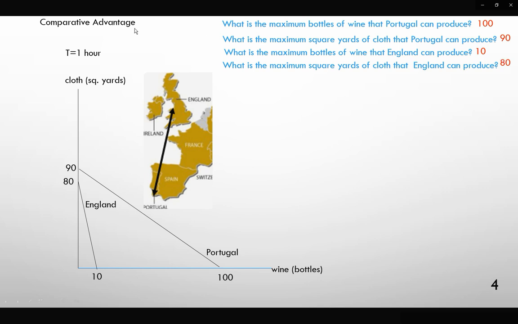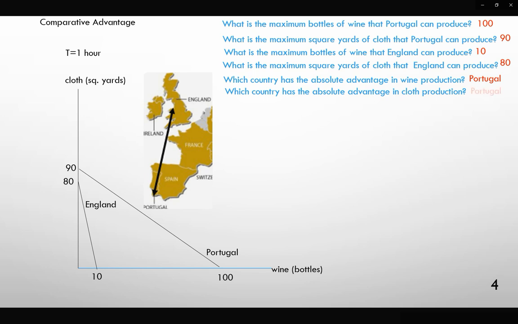Okay, so this is just checking to make sure you can read this graph correctly. So the point here is that absolute advantage isn't going to help us know which country should specialize in what, because the absolute advantage is held by only one country.